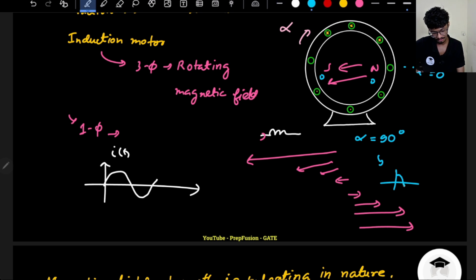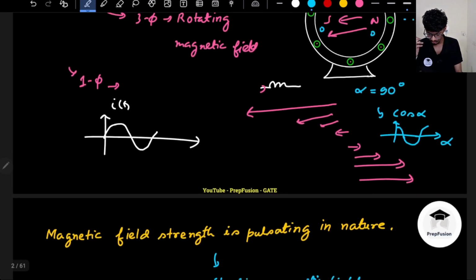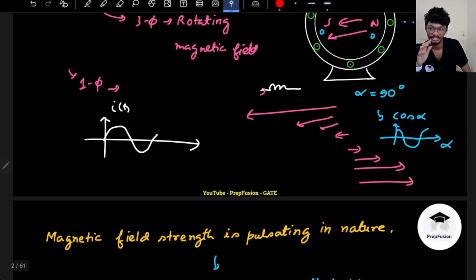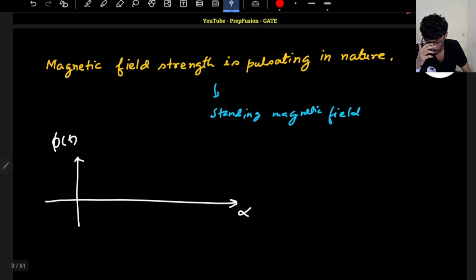It keeps on going like this. So this is my cos basically. With respect to alpha, this is my cos. So this is my cos alpha basically with respect to alpha. I have got this thing. So how will I plot it?